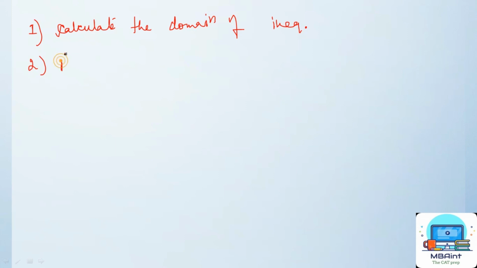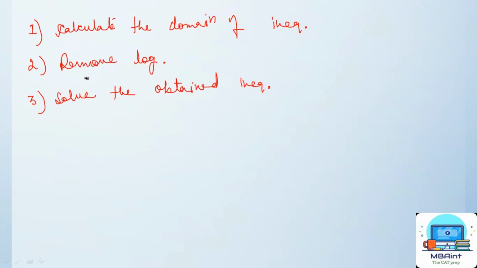The second step is to remove the log. Remove the log from the question, right? Okay. The third step while solving the question is to solve the obtained inequality. After removing the log, whatever inequality is left, you're going to solve that. The last step is to take the common solution. If you have multiple solutions, take the common solution, or take the intersection part, right?